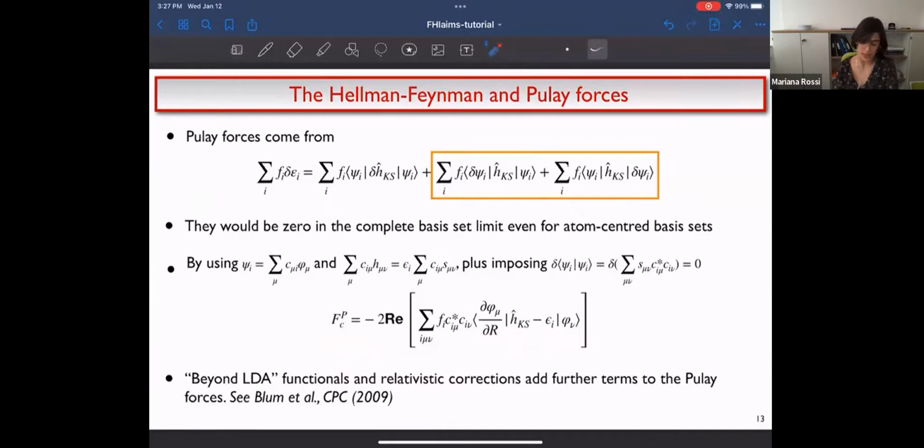And I would add that if you use any functional that goes beyond LDA, you also have extra Pulay-like terms that come in with GGAs, meta-GGAs, and also if you treat the kinetic energy of the electrons relativistically, you have more terms and so on. And all of them have been discussed and written down in the original publication of the FHI-aims code. So please have a look if you are interested in that.